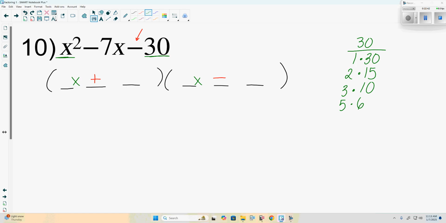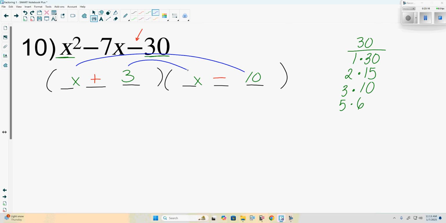Now, looking at these factors, 1 and 30, 2 and 15, 3 and 10, 5 and 6, we need to pick one to try first and see if it works. Which one do we want to try first? 3 and 10. Which one goes first, which one goes second? It does and doesn't matter at the same time, because we need to pick one to try. And if we get it right, awesome. If not, we can fix it, because again, our last step is to check.